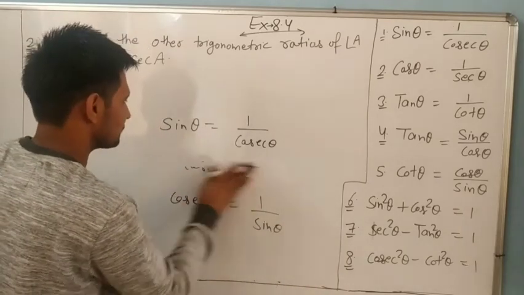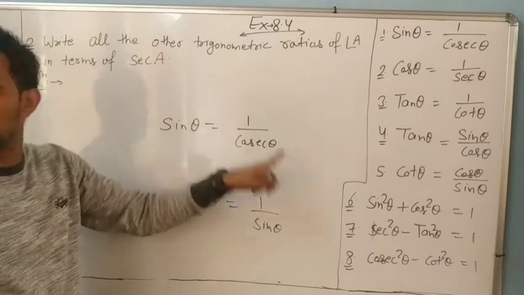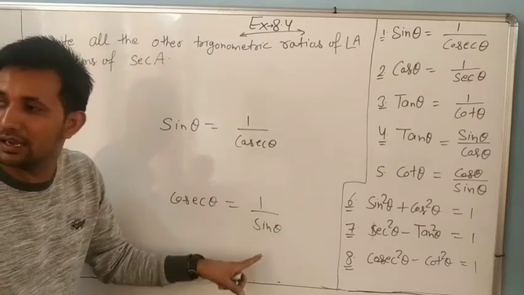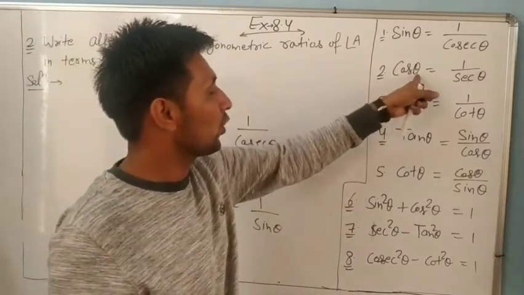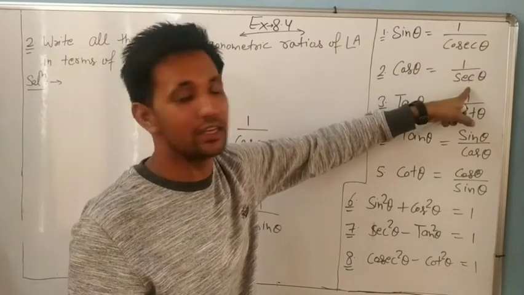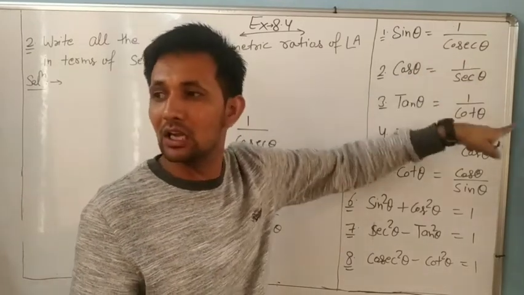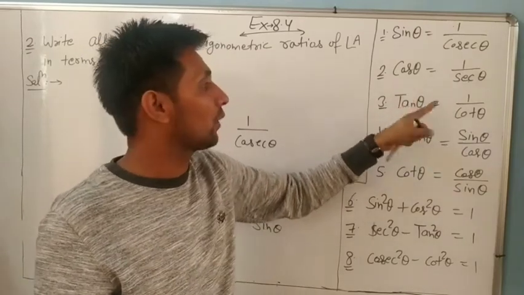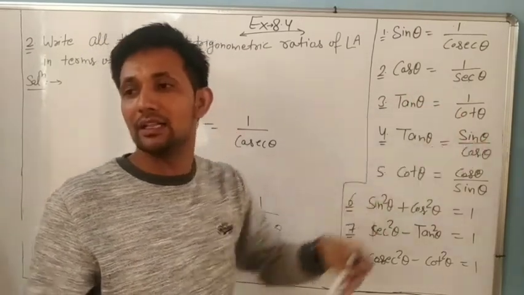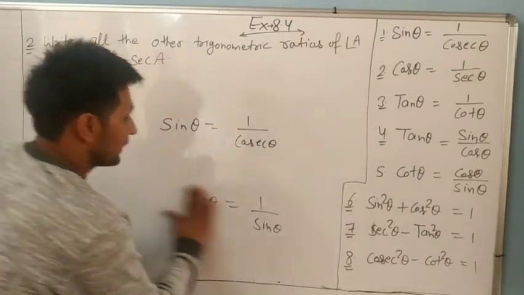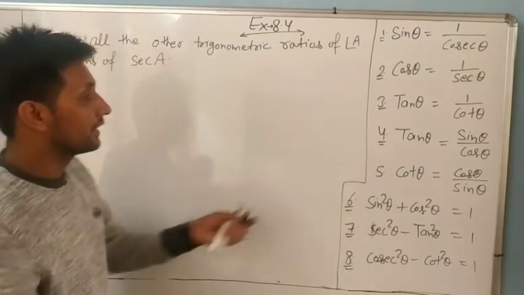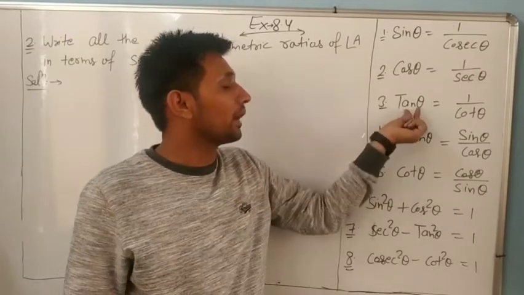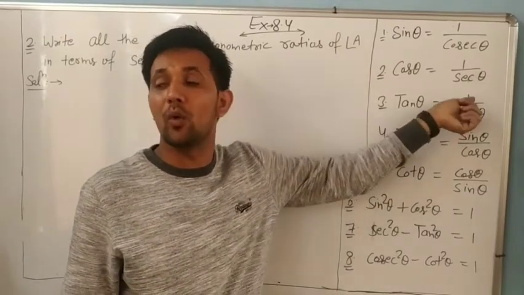Okay dear. Sin theta is 1 by cosec theta. Cosec is 1 by sin theta. Same as it is, cosec theta is 1 by sec theta. Sec theta is equal to 1 by cos theta. Tan theta is 1 by cot theta, and cot theta is 1 by tan theta. And the next two are very important. Tan, if I ask you what is tan in form of cot, so 1 by cot.